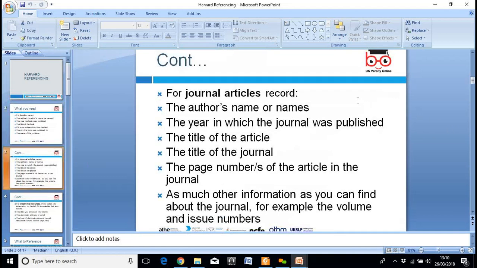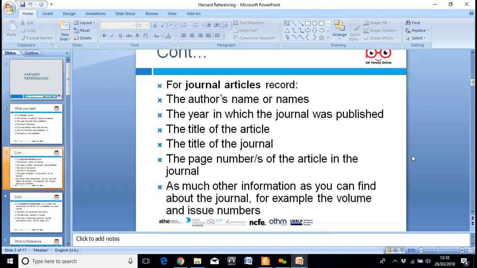For journal articles, record, again, the author's name or names, the year the journal was published, the title of the article, the title of the journal, and any page numbers of the article in the journal. As much other information as you can find about the journal. For example, how many were issued? Was it a large number or just a small, discrete number?